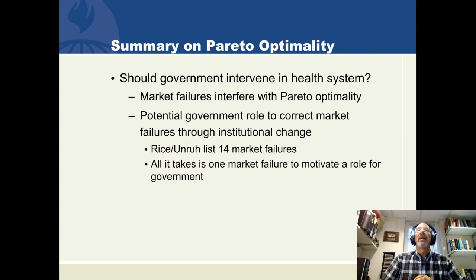But that gets us off track, and I'd like to get us back on track in the next section, which will cover public goods and merit goods.